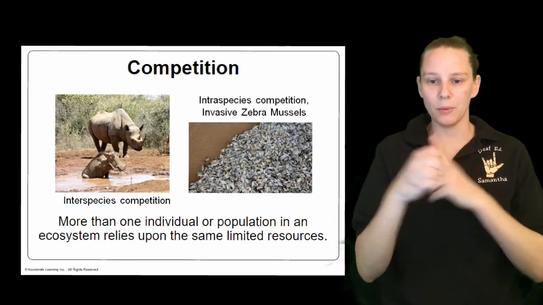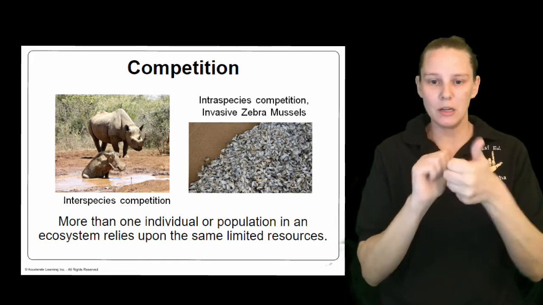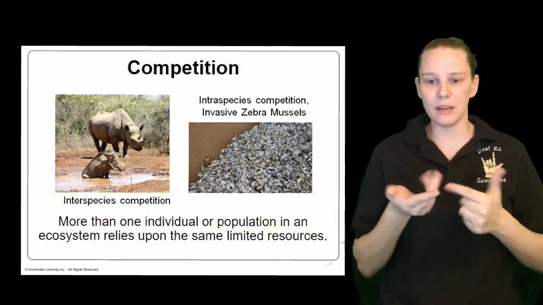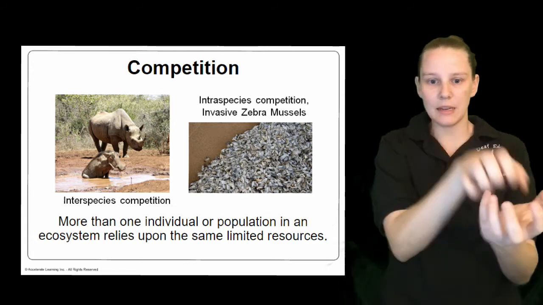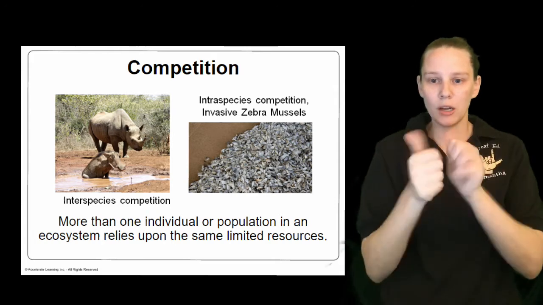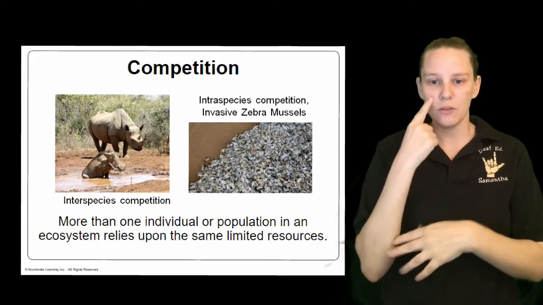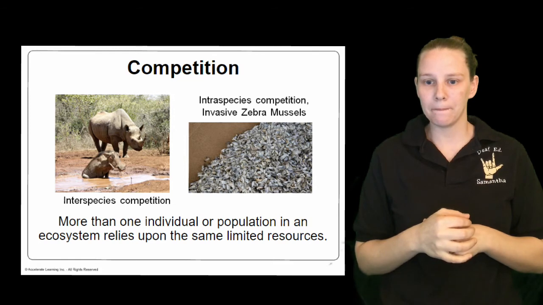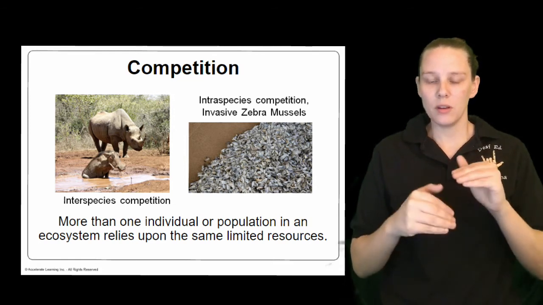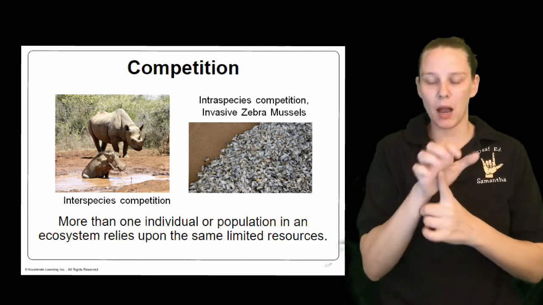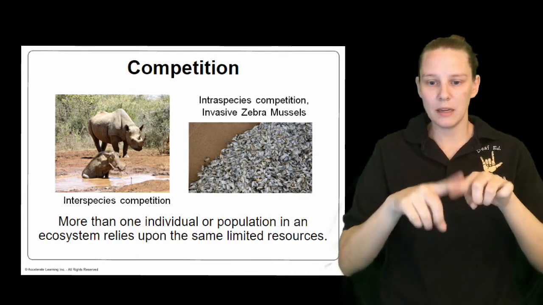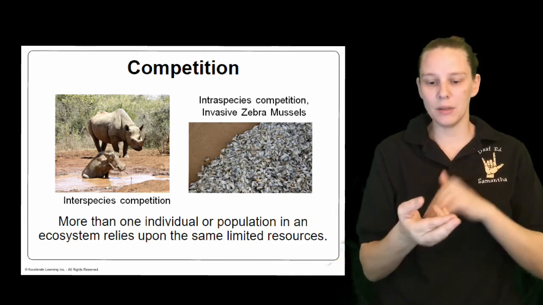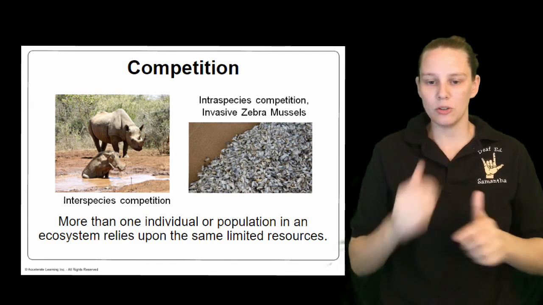Last, in an environment, there is competition between living things. So maybe a rhinoceros and an alligator are competing against each other for food. This happens when more than one thing or population in an environment depends on the same limited resources or food to survive.